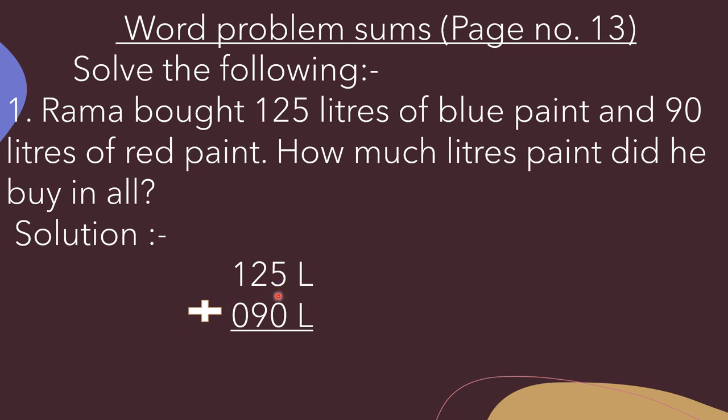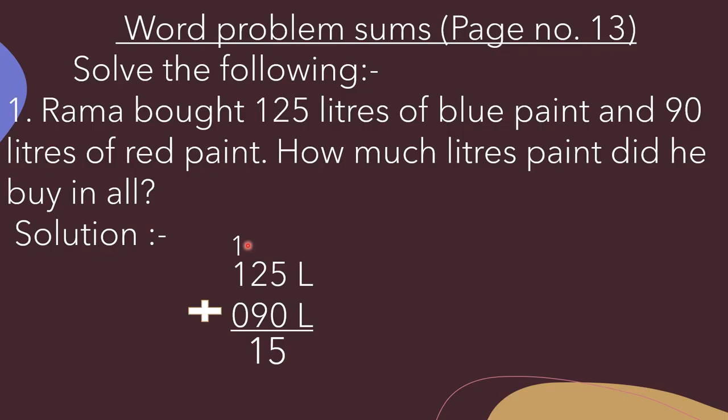So here 5 plus 0, that is equal to 5. And 2 plus 9. So keep 2 in your mind and open your 9 fingers. So let's start forward counting. 3, 4, 5, 6, 7, 8, 9, 10, 11. So here 11 is two digit answer. That's why we will write 1 here and 1 will be carryover.